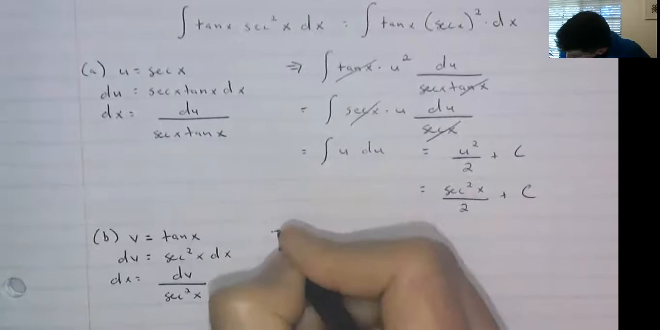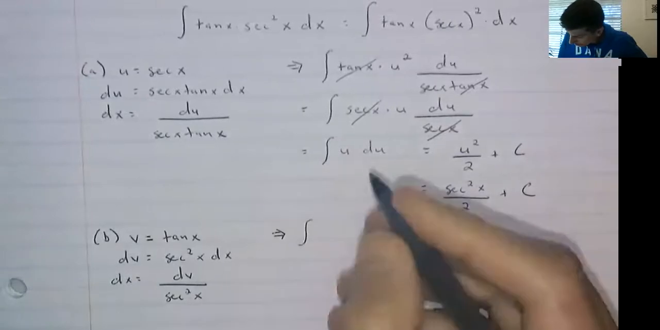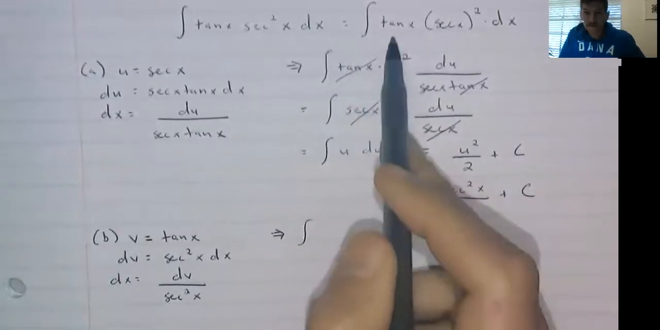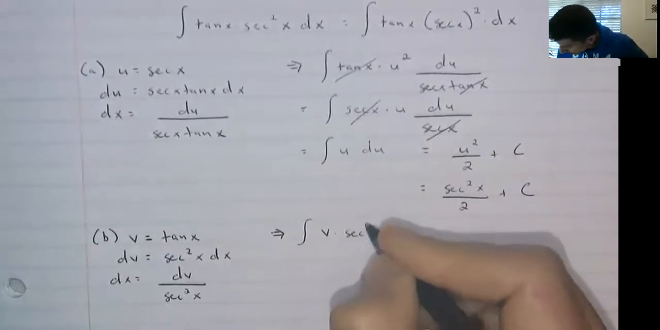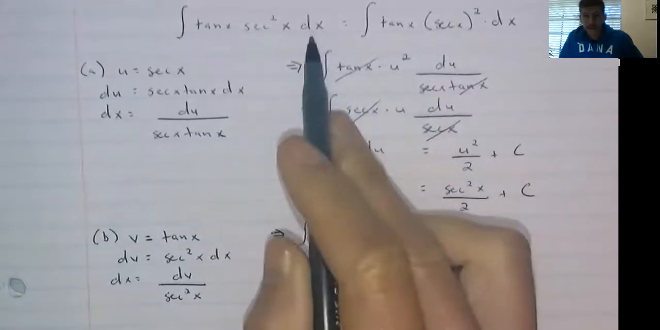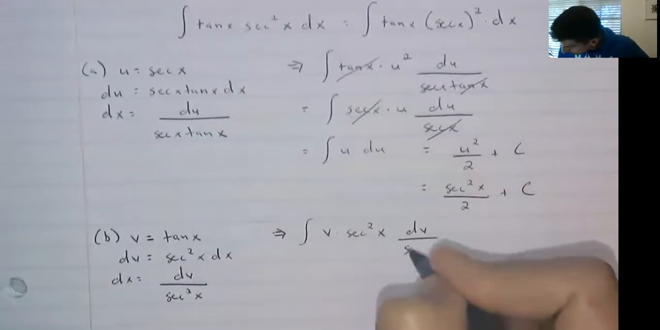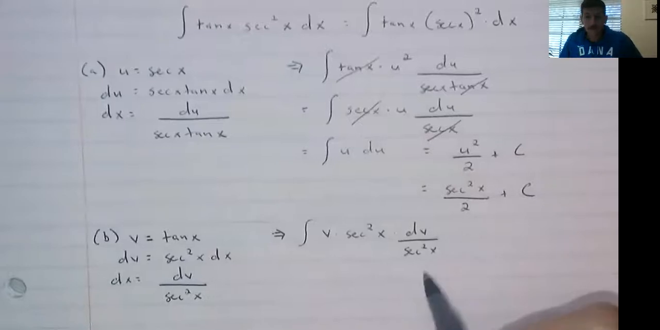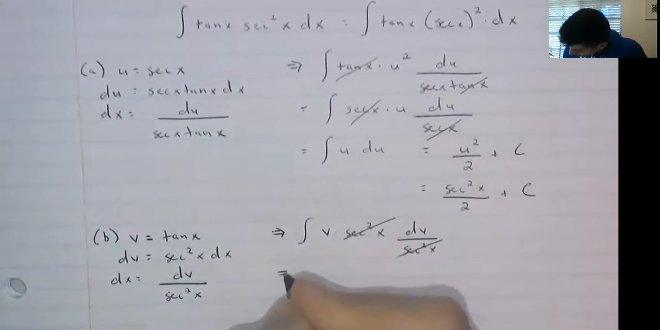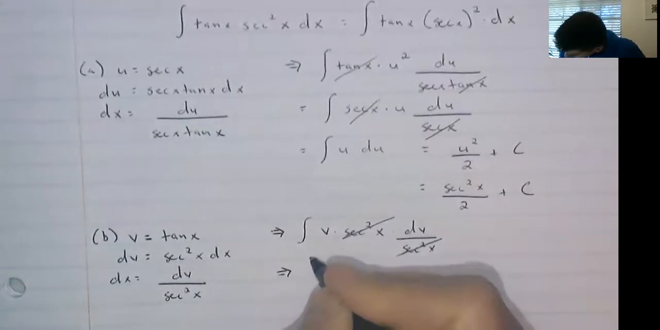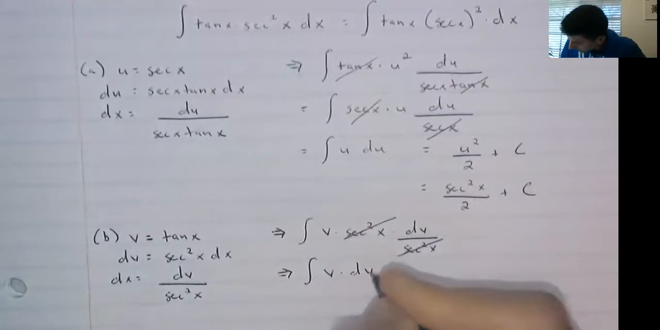So then our integral becomes tangent of x becomes v, secant squared x for now is left alone, and dx gets subbed out with dv over secant squared. And we have our immediate magic moment. Boom, boom. And so we get v dv.